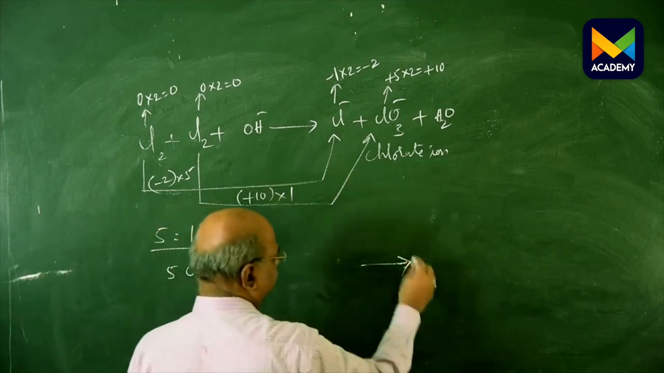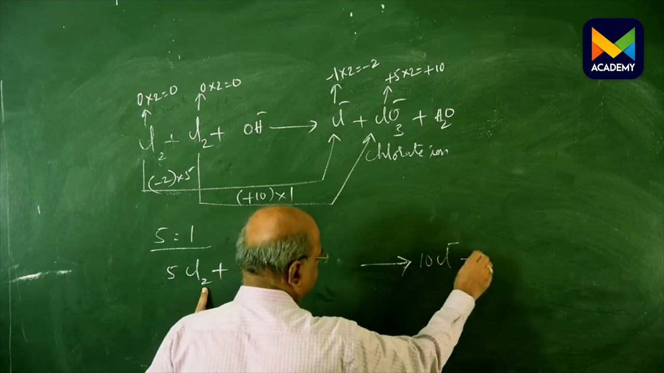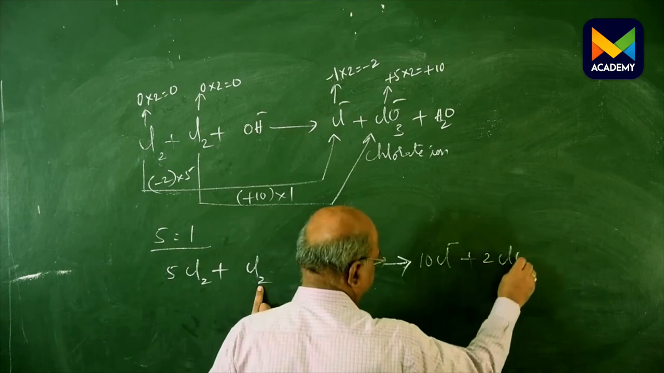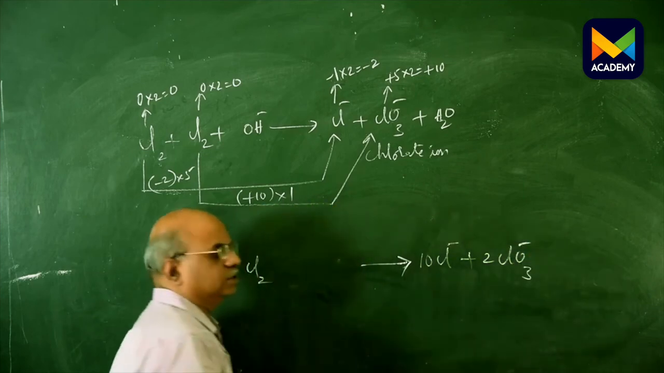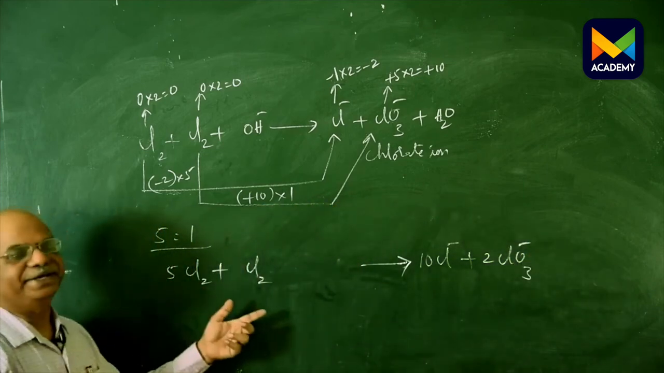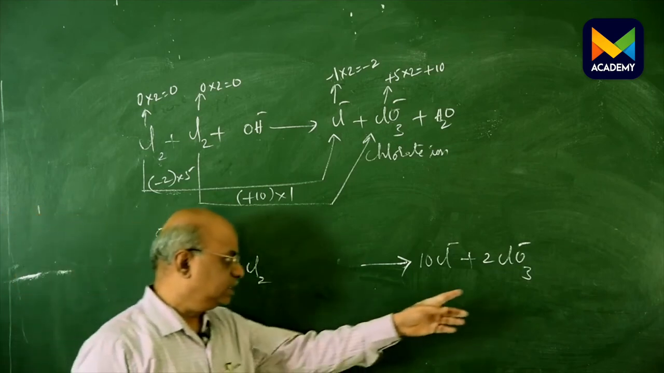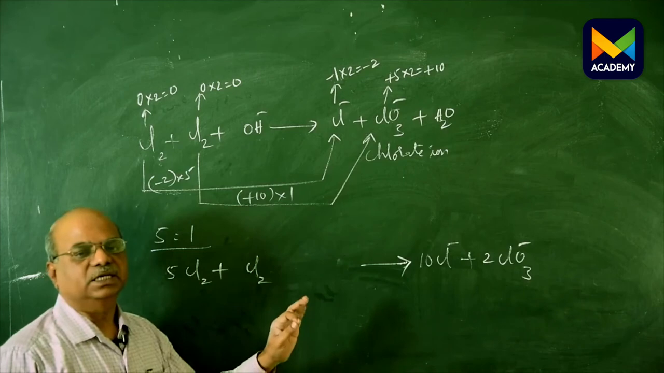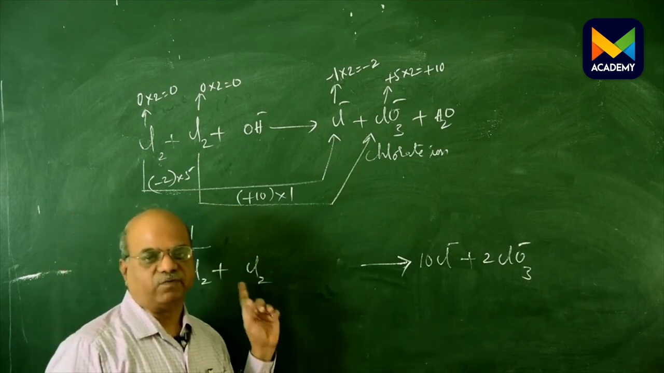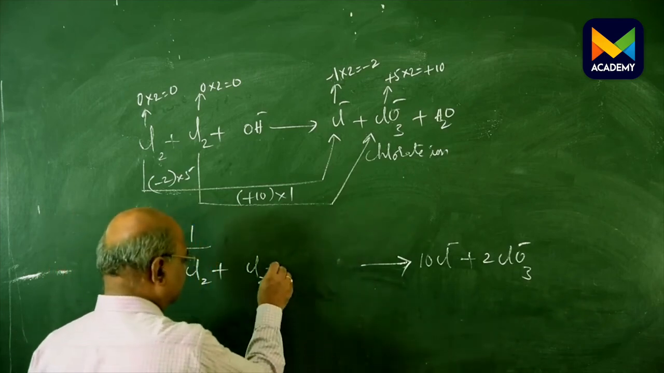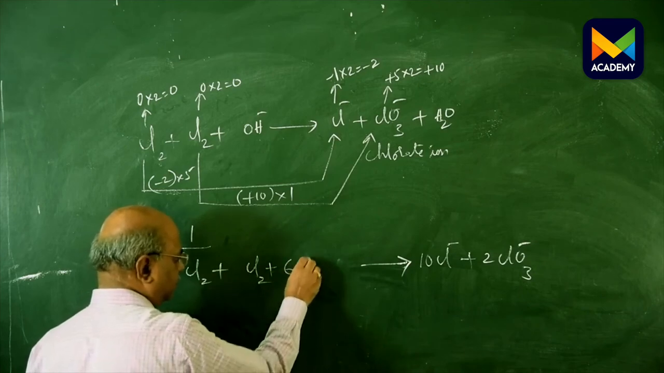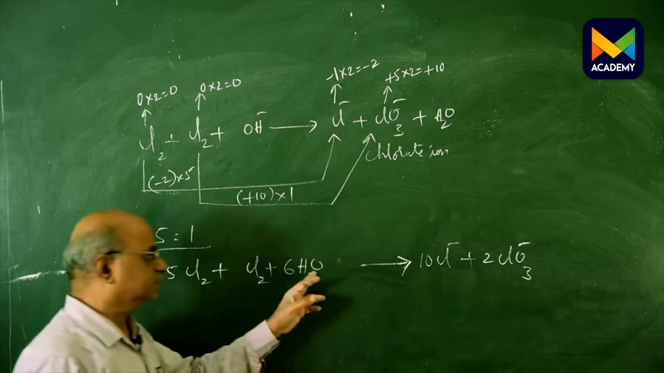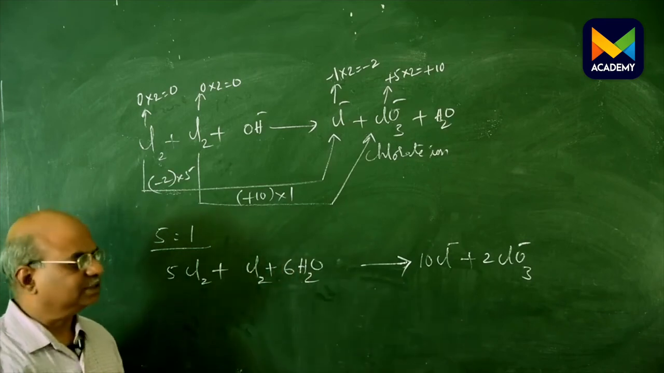5 to 10, so 10 Cl minus ions. Plus 2 chlorines, 2 chlorate ions. So now we have balanced the chlorine here. Coming to oxygens, 3 to 6 oxygens. For balancing the oxygens in ionic equations, we have to take the help of water molecules. So on this side there is no water molecule, therefore it is 6 H2O, right? For oxygen atoms, 3 to 6 oxygens. So oxygen atoms are balanced.